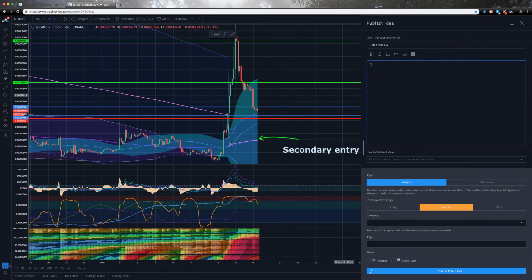Trade call. Buying 755 to 783. Stop loss $769. Secondary entry: 200 MA on the 4 hour. Take profit. Actually, I should word that better. Secondary entry if stop loss is hit.